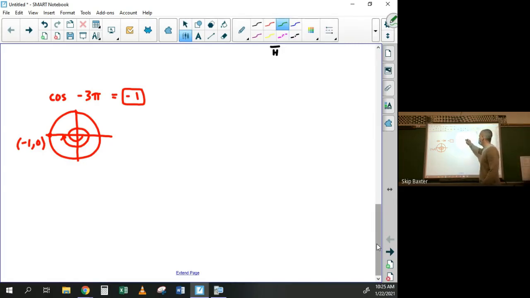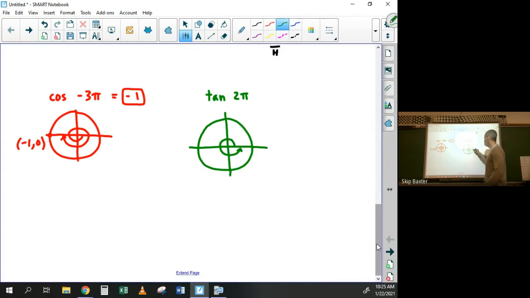One more example, what if it was something like tangent of, let's say, 2 pi. Tangent of 2 pi. 2 pi is 1 complete rotation. This point has coordinates 1, 0. And this is sine 2 pi over cosine 2 pi. So it's 0 over 1. If the numerator of a fraction is 0, it's 0. If the denominator of a fraction is 0, that's when it's undefined. So this is just 0.